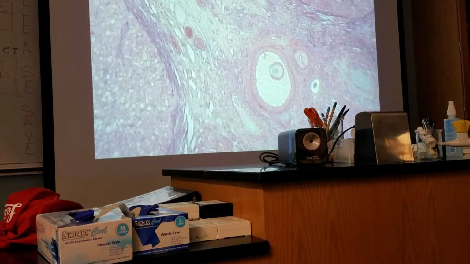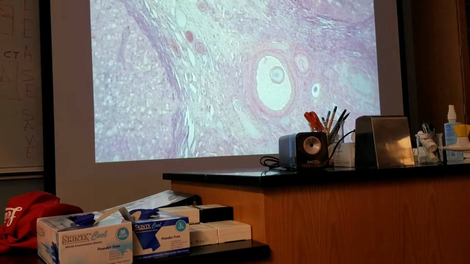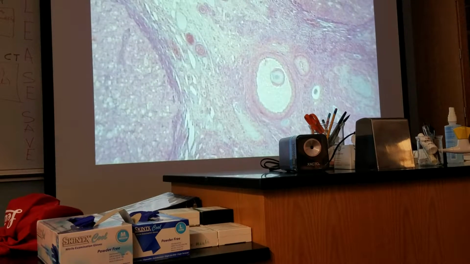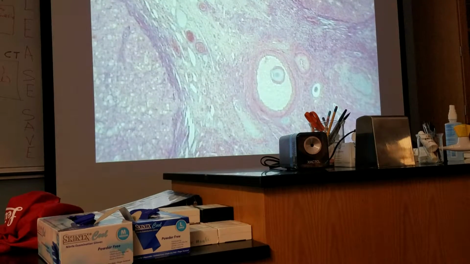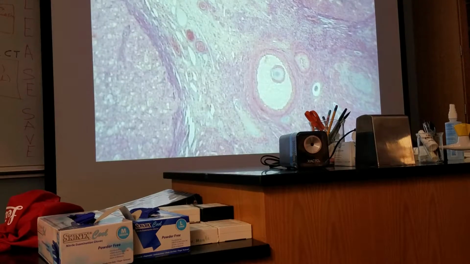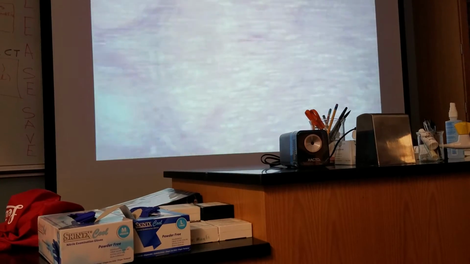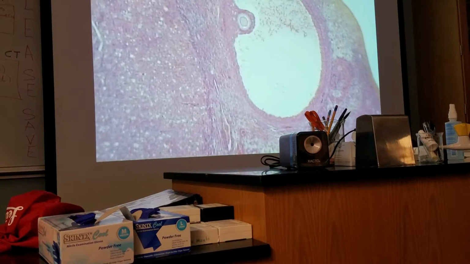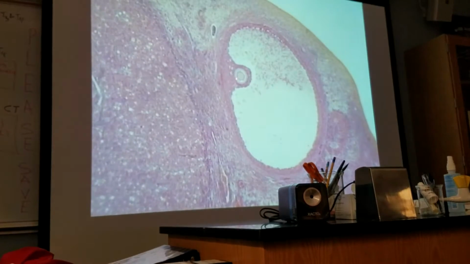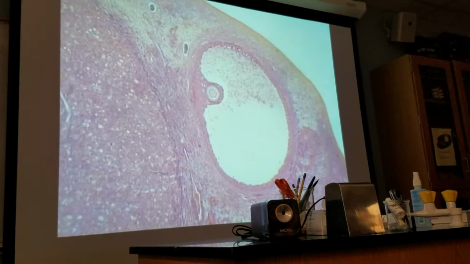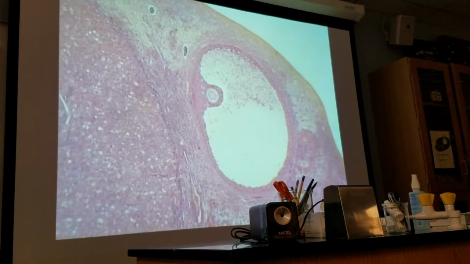Another you can find here, a secondary follicle. This is the gamete surrounded by corona radiata. This is the antrum, and these are granulosa cells. Another, the large one here. This is the gamete. And this is very, very low magnification. I'll go to the next higher magnification from here.